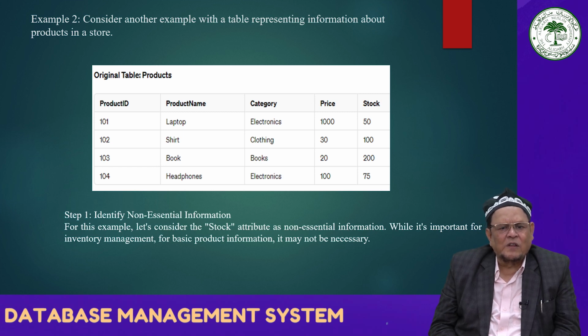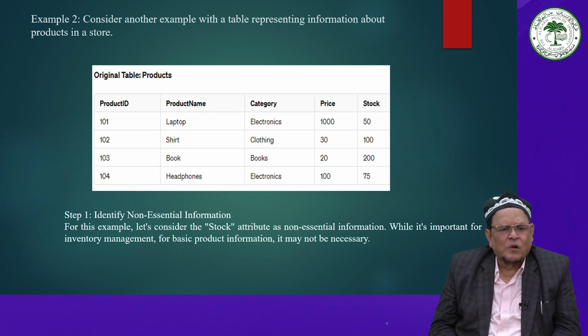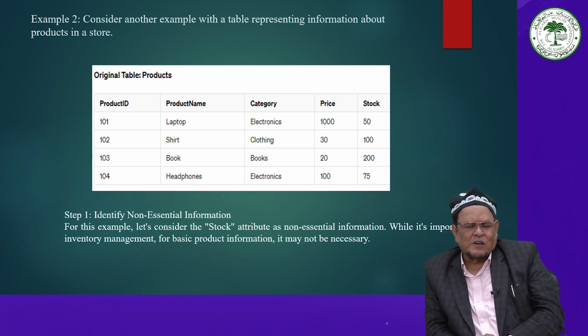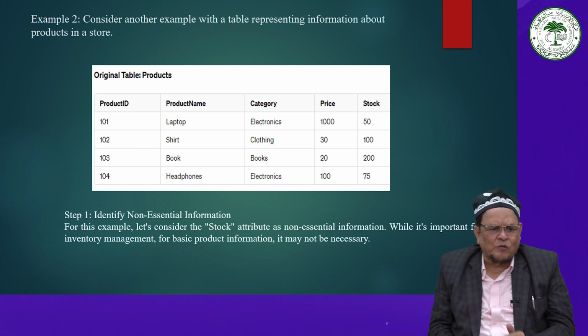In the original table, there are 5 attributes. One is product ID, and the next is product name and category, price and stock. You have to check and verify that it is lossless. So there are 7 steps I have explained, and you have to check one by one.